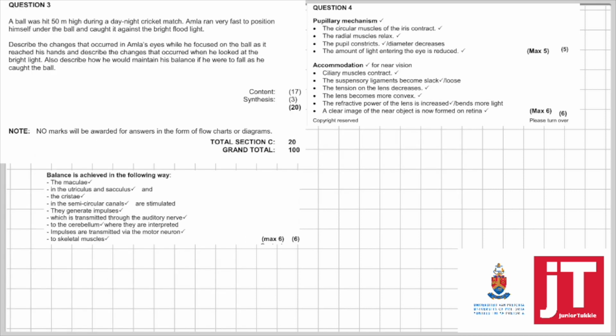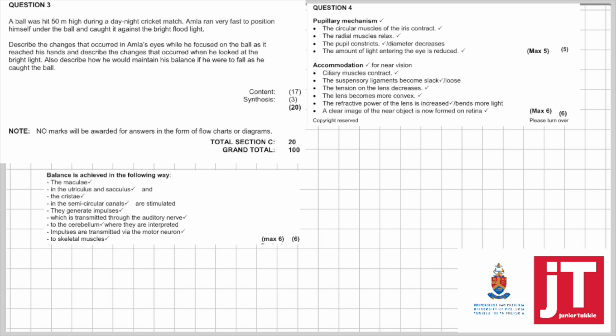And the last one is question 3, the essay. A ball was hit 50 meters high during a day-night match. Amla ran very fast to position himself under the ball and caught it against the bright floodlight. Describe the changes that occurred in Amla's eyes when he focused on the ball as it reached his hands, and describe the changes that occurred when he looked at the bright light. Also describe how he would maintain his balance if he were to fall as he caught the ball.